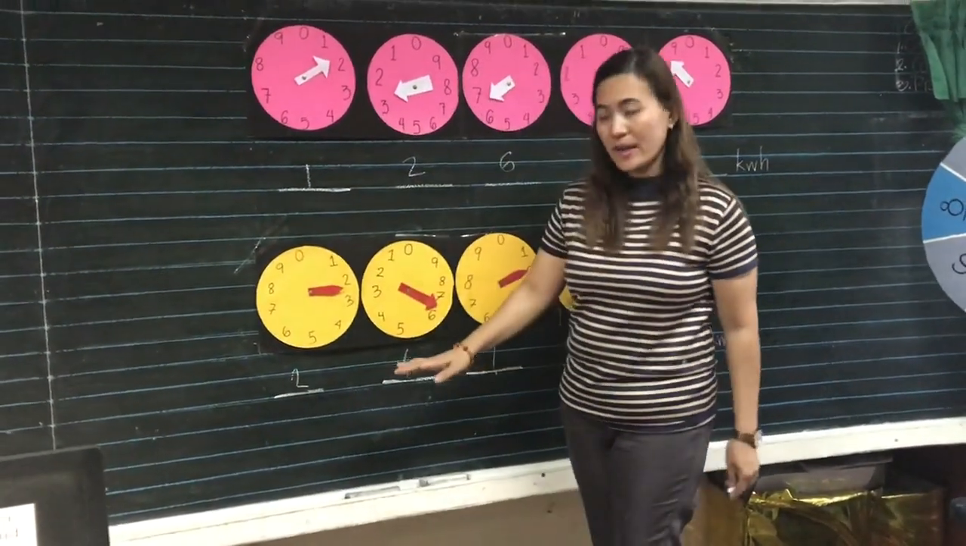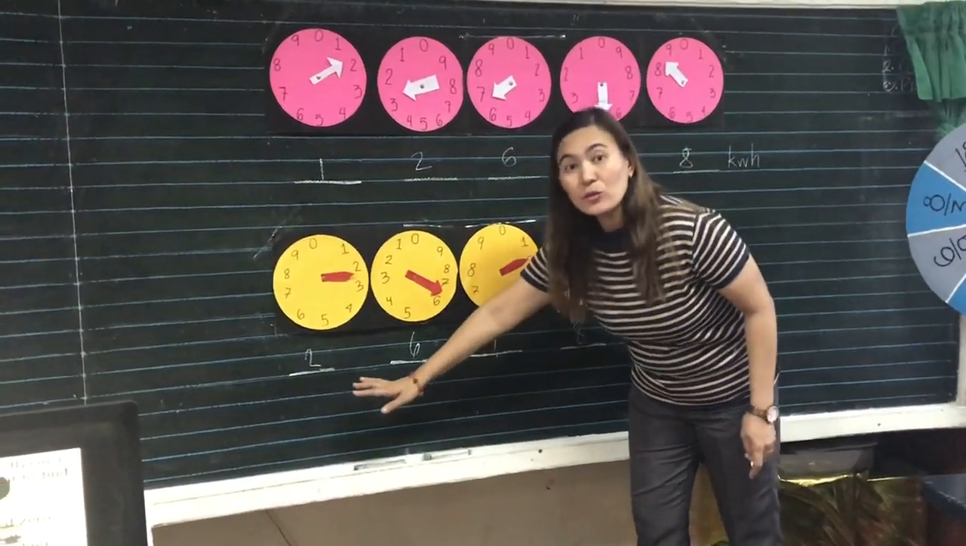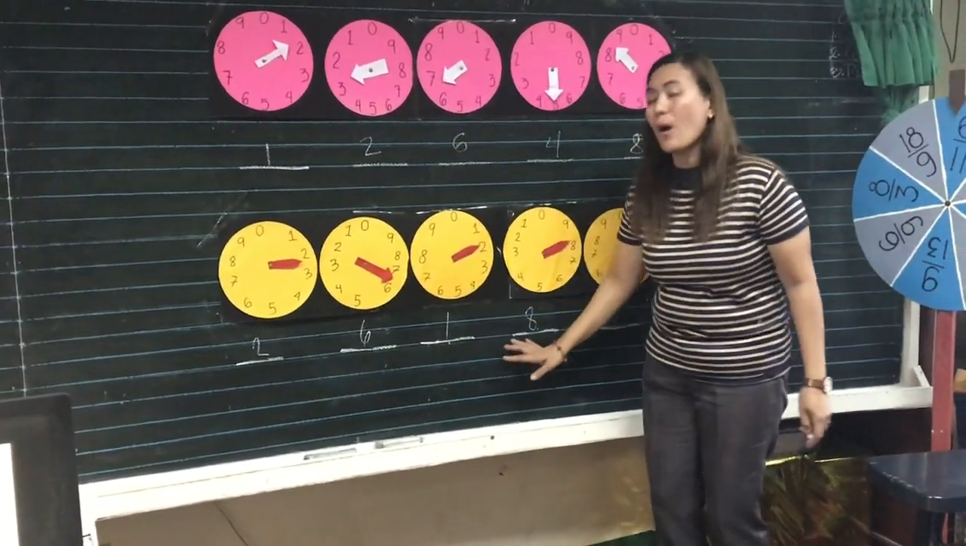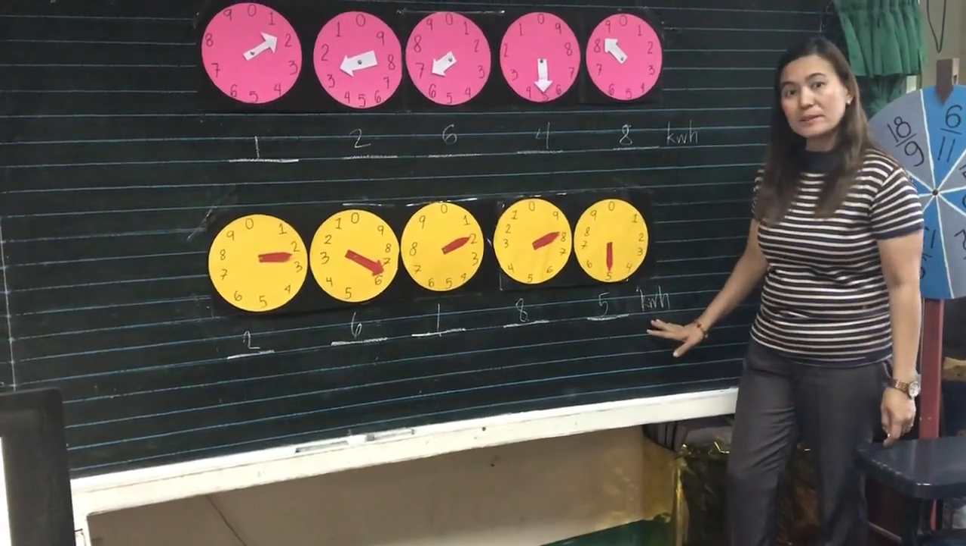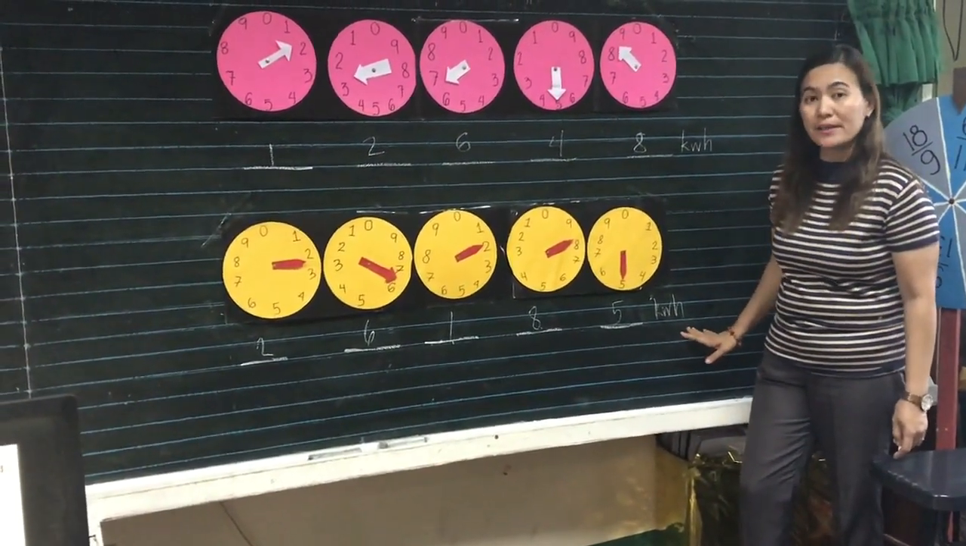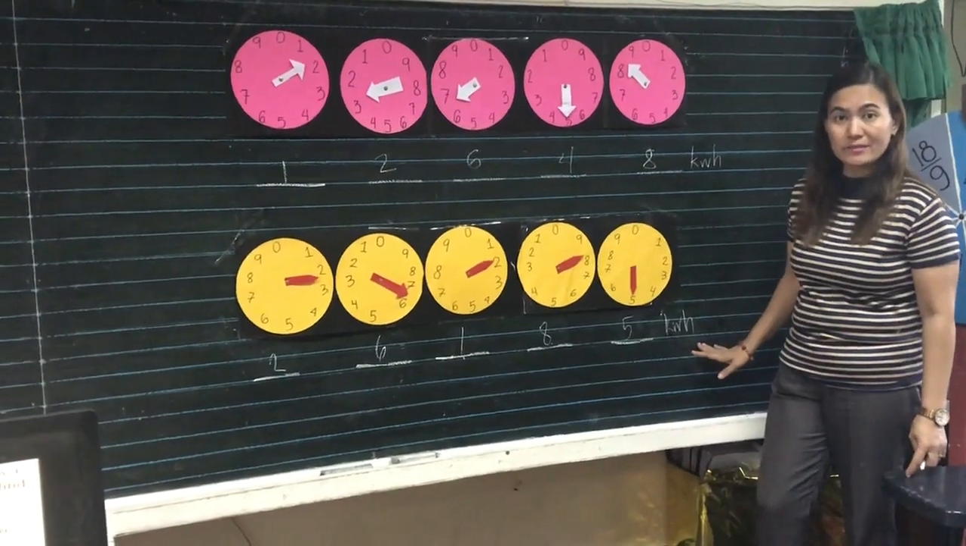So let us try to read this one. This is 26,185. The unit of measure must be kilowatt-hour since we are reading an electric meter.